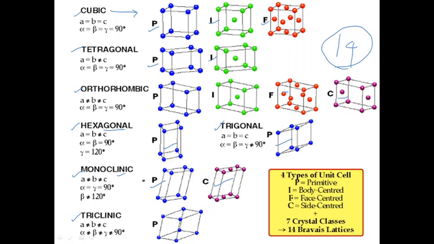So I hope the basic concept is clear for you. Just go through the relation between the angles and primitive translation vectors of different crystal systems and try to understand about the Bravais lattices.